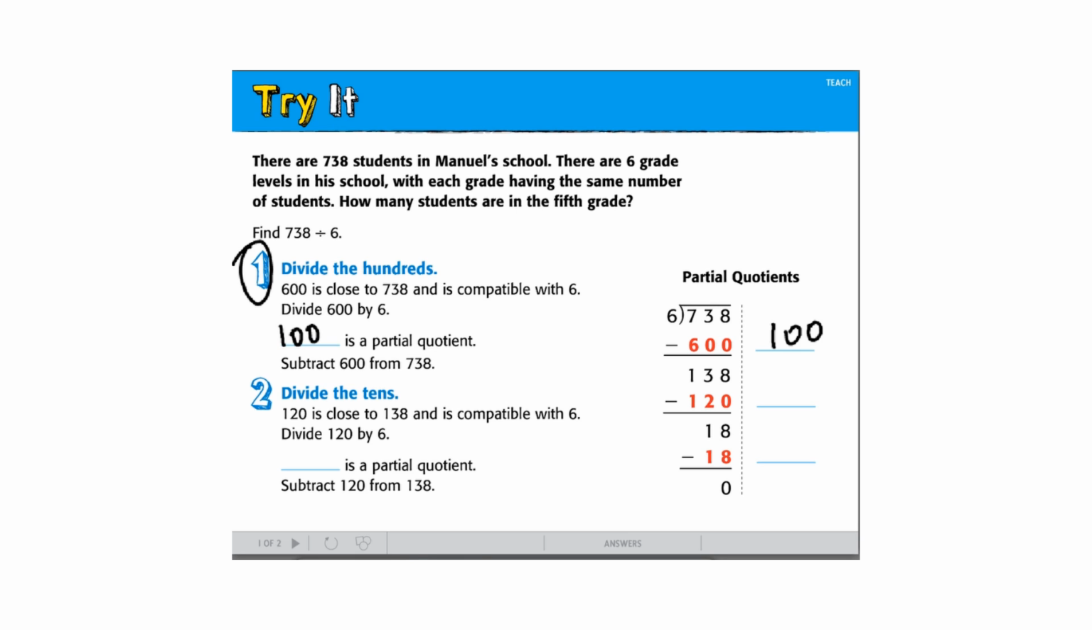Now we're trying to think of something we can multiply 6 by using our head, because this should be done more in your head. 120 is close to 138 and is compatible with 6. So if we divide 6 into 120, what would we get? 18.